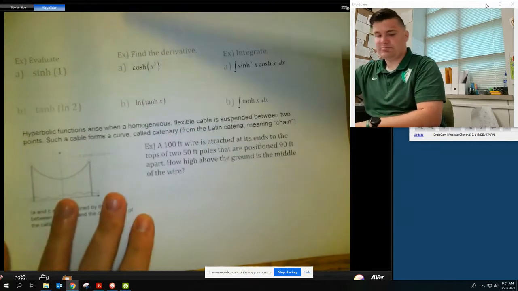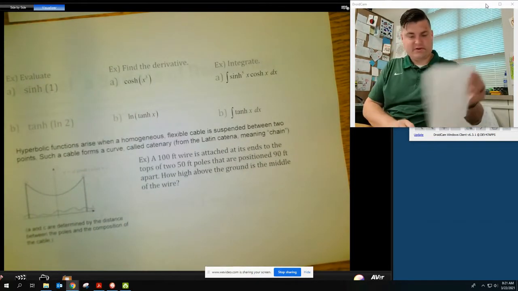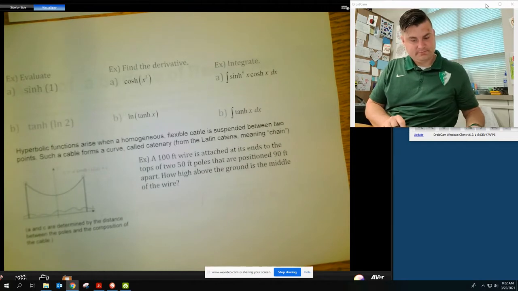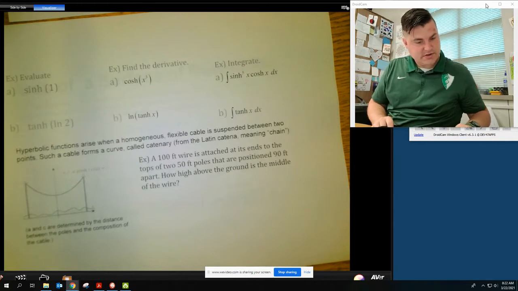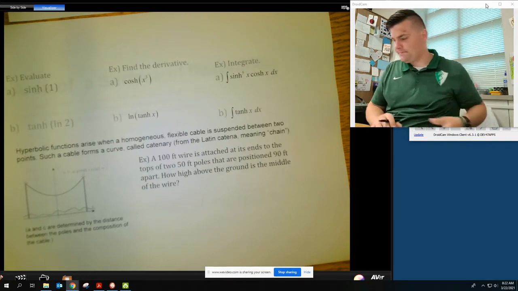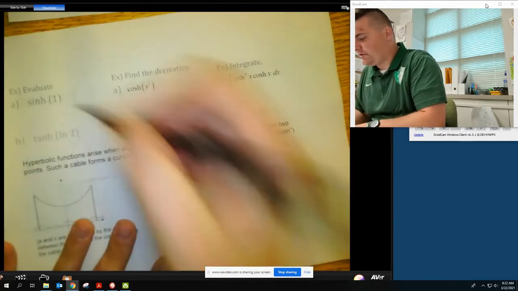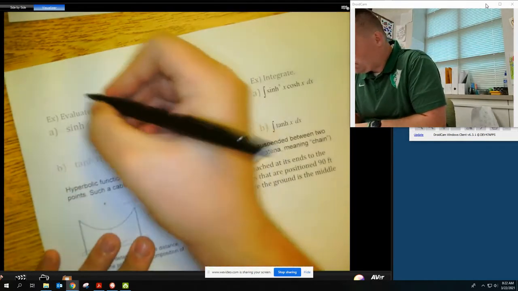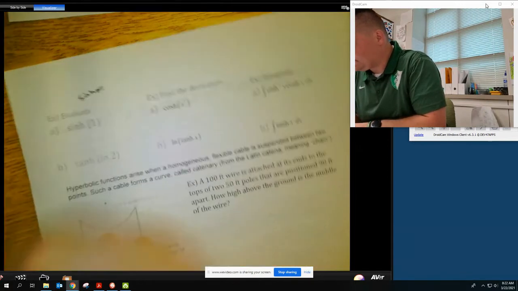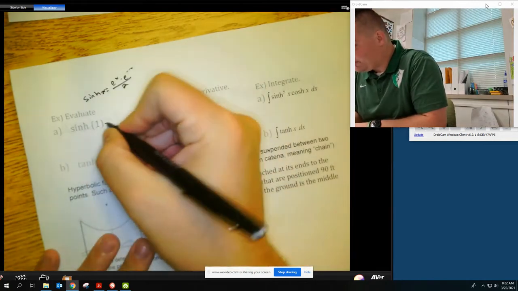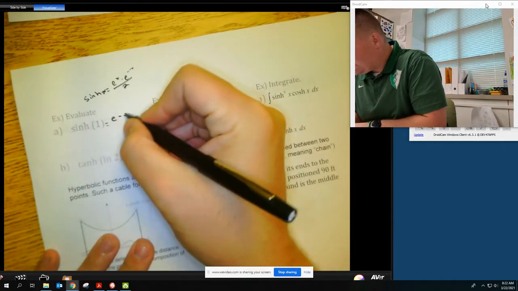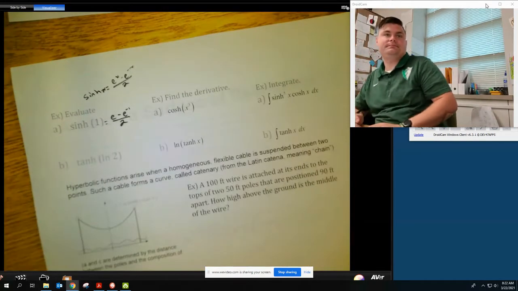So let's just do some problems here. Let's evaluate sinh of 1. All you're going to do here is plug in a 1 into our equation. Remember, if sinh of x is equal to e to the x minus e to the negative x all over 2, then sinh of 1 is going to be e to the 1 minus e to the negative 1 all over 2. And that's it.